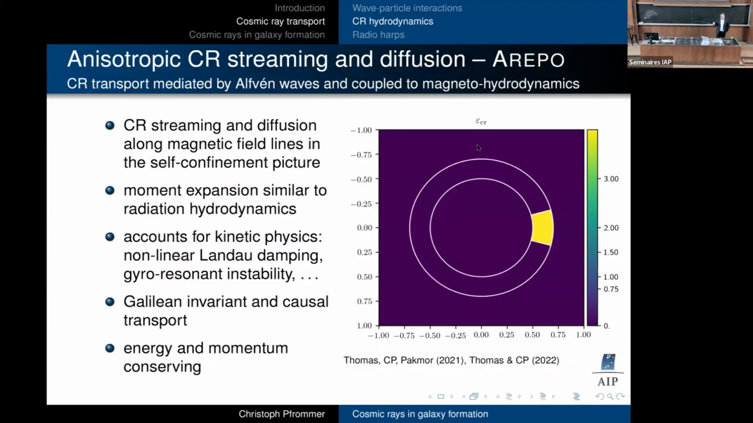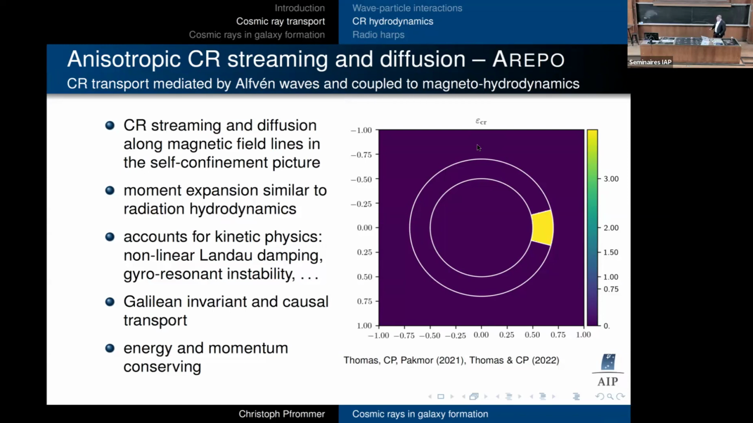The beauty of the thing is it computes streaming and diffusion along magnetic field lines in a self-confinement picture. So the cosmic rays drive their own waves that scatter them. You don't need any pre-existing wave field. The moment expansion is similar to radiation hydrodynamics, a well-tested theory. It accounts for a lot of kinetic physics, nonlinear Landau damping, gyro-resonant instability, stuff that was not included previously in the old methods for cosmic ray transport. It's Galilean invariant, causal transport, and energy and momentum conserving.